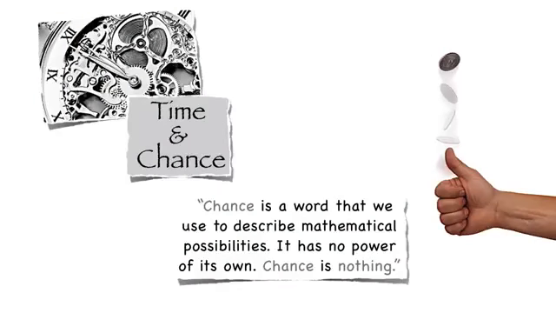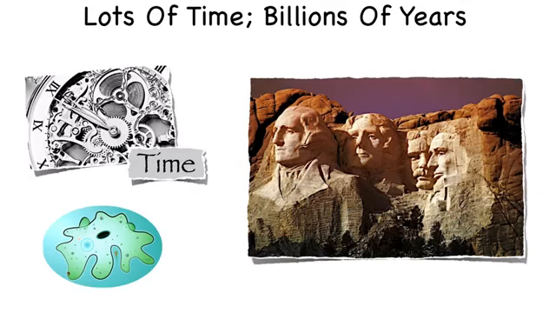As Geisler and Turek pointed out, chance is a word that we use to describe mathematical possibilities. It has no power of its own. Chance is nothing. And when we talk about time, we saw that even if we were to give nature and natural laws billions of years to form Mount Rushmore, it would never happen. Time alone cannot create what only intelligence can create. If time and intelligence is required for Mount Rushmore, then time and intelligence is certainly required for the first life, which contains within it the informational equivalent of 1,000 complete sets of encyclopedias.